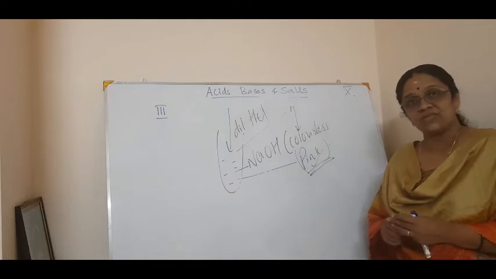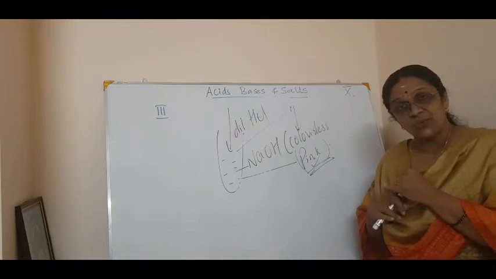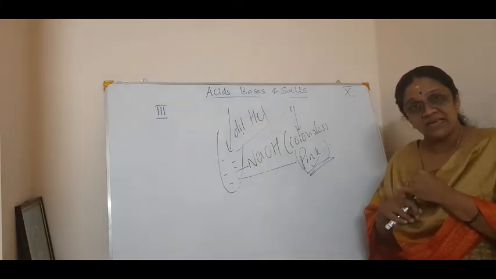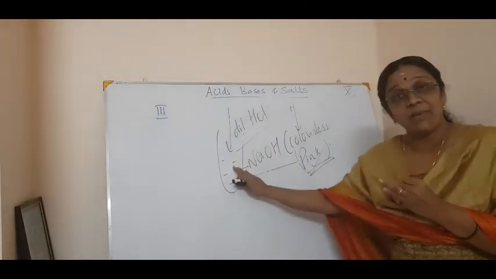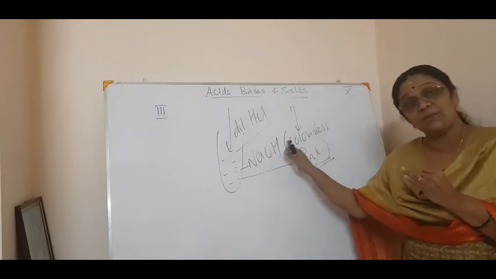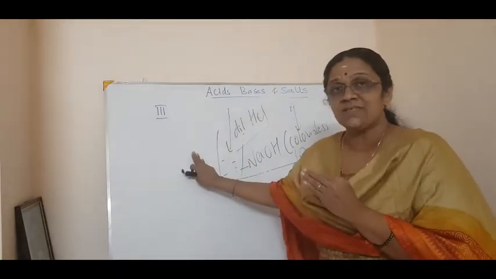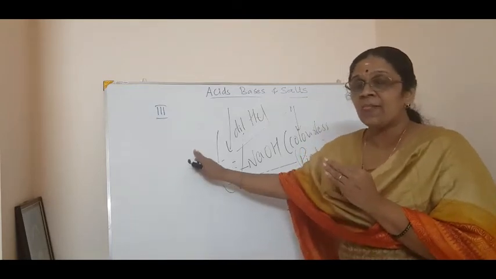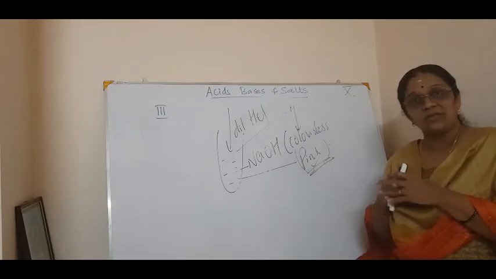Clear? Understood? So what are the 3 reactions we studied? First reaction is the reaction of acid with metals. You will get hydrogen. Then second reaction, metal carbonate or bicarbonate with acid, giving the corresponding salt plus carbon dioxide plus water. And what is the third reaction? Neutralization reaction. Now what is the reaction? When acid combines with base, it forms salt and water.